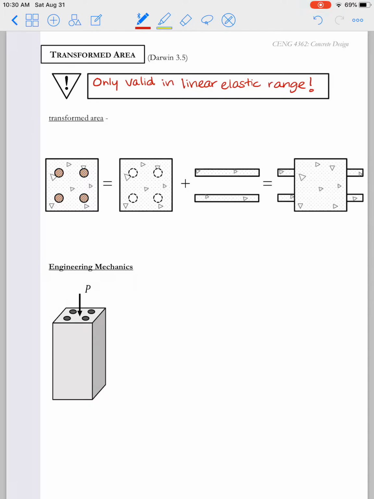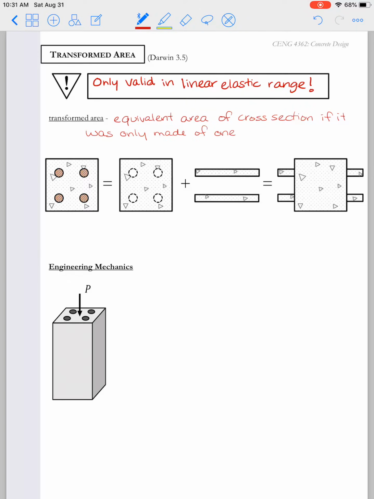All right, so what is the transformed area? The transformed area is basically what area we would need to have for the cross section if the cross section was to be made out of only one material. So we can put a definition to this. This is the equivalent area of the cross section if it was only made of one material.